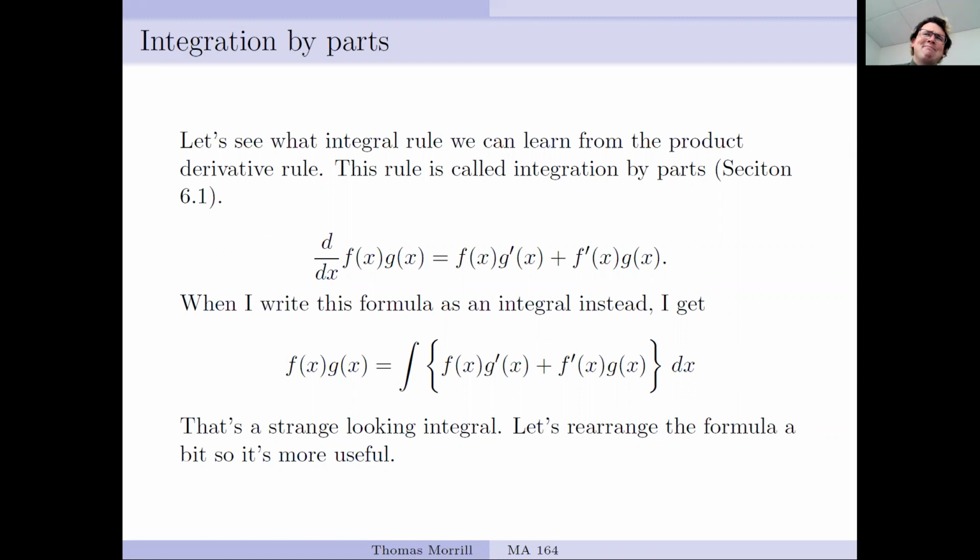Well, not a whole lot of integrals come my way that look like that. And that's saying something. I teach calculus. I see a lot of integrals. So if I want this formula to be useful, I'm going to need to rearrange it. I'm going to use a little bit of algebra on this formula.